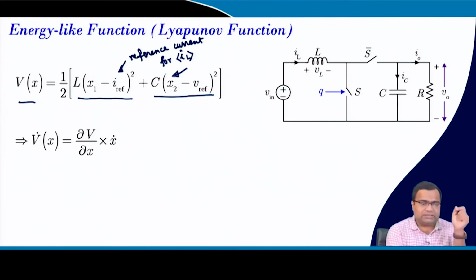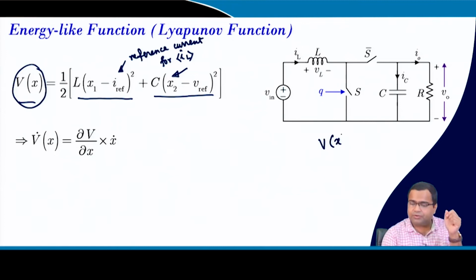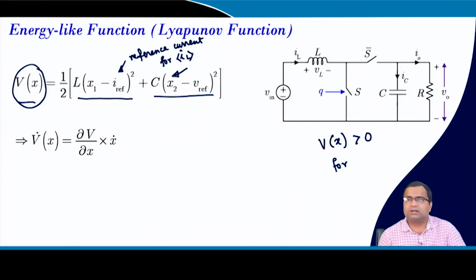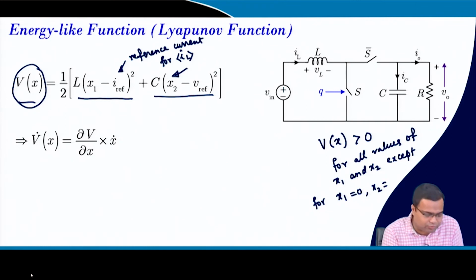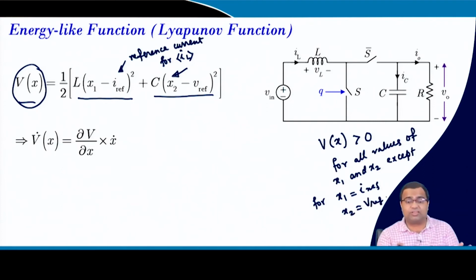Now, if you differentiate this energy-like function, because this energy function can be shown to be greater than 0 as long as this error, that means (x1 minus I ref) square plus (x2 minus V ref) square, is nonzero, it can be shown to be positive for all values of x1 and x2 except for x1 equal to I ref and x2 equal to V ref. Except for that point, it is always positive, because it is an energy-like function.